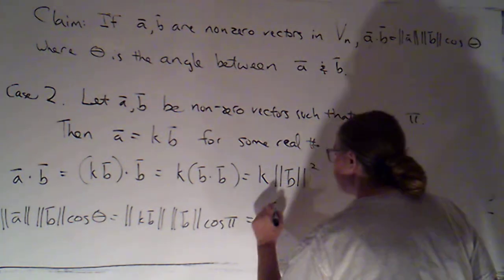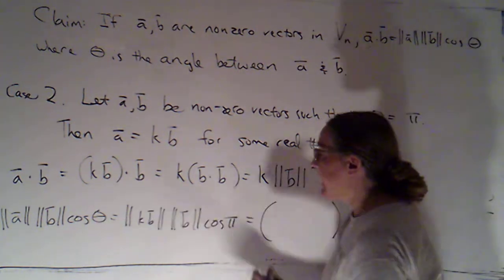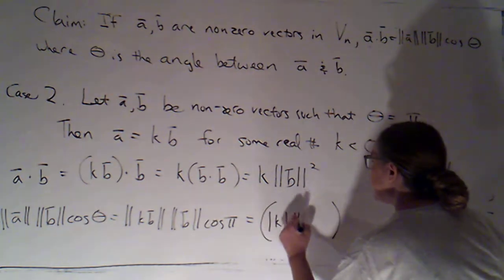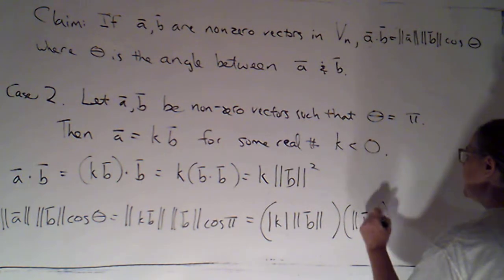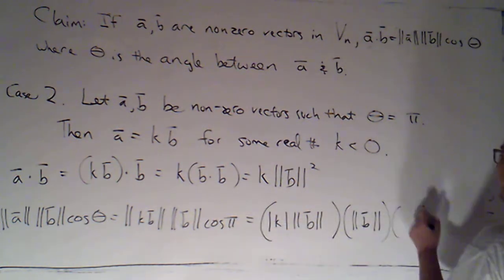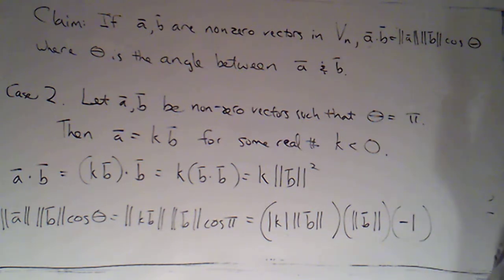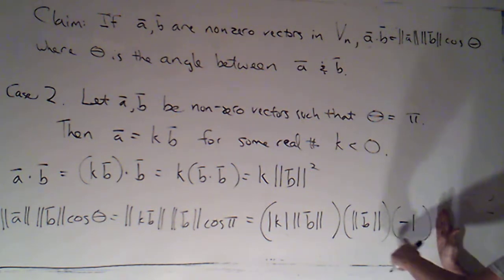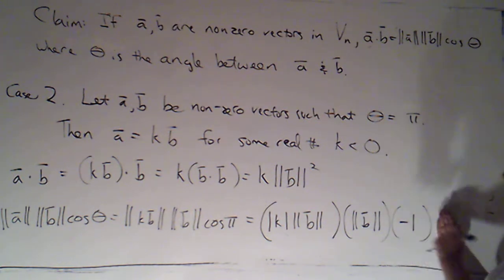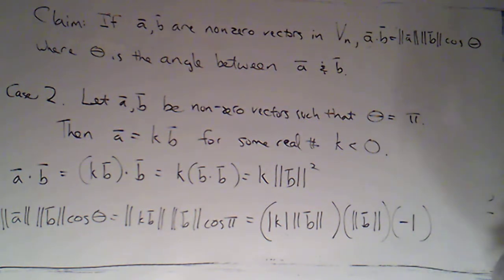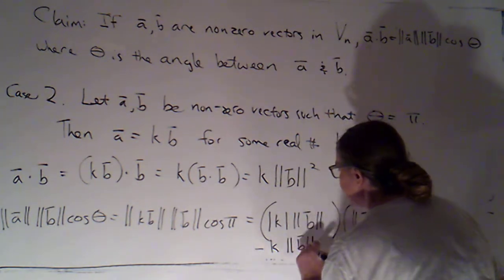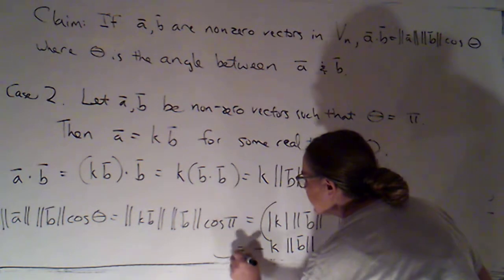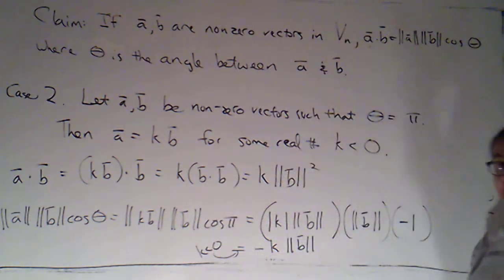So now I'm going to simplify those factors. Once again, this becomes the absolute value of K times the magnitude of B. This middle factor is just the magnitude of B. And cosine of pi is -1. Okay. So last time we were taking cosine of 0 and we got +1. Now I get -1. Okay. So let's see. What's the absolute value of K? Well, it's the opposite of K times the absolute value of B. And that's because K is a negative number.